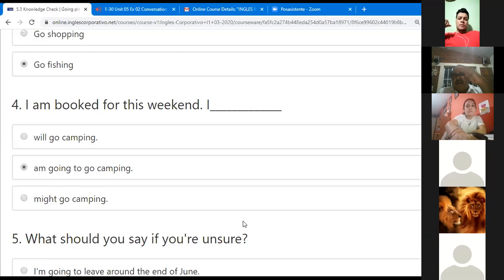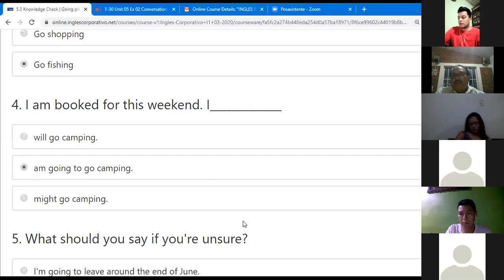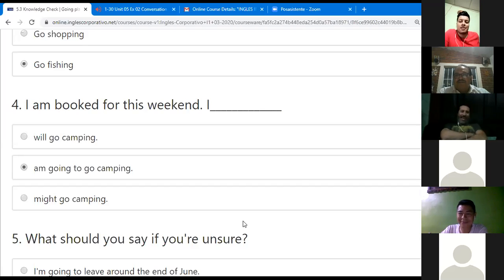May and might. May is 50-50. For example, I may go to the supermarket tomorrow. Maybe yes, maybe not. 50-50. And might is like 25% possibility. I might go to the supermarket tomorrow. 25% yes, 75% no. If the police don't arrest me and take me to a quarantine site.